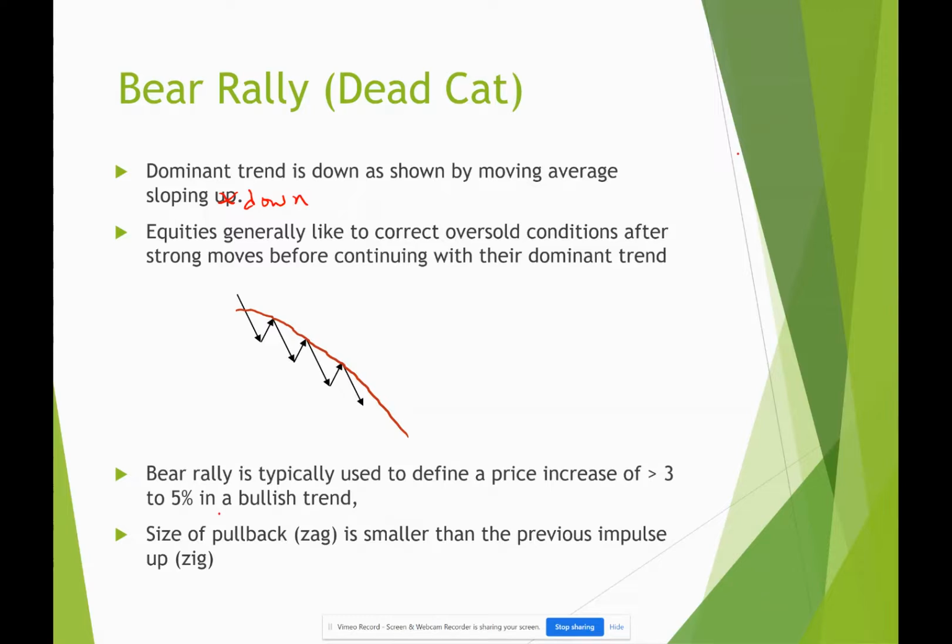Okay, bear rallies are typically used to define price increases of 3 to 5% in a bearish trend. See, I didn't change that. Bearish. Okay, the size of the pullback, which is the zag, is always going to be smaller than the previous impulse, and oftentimes the size of a bear rally is going to be anywhere from 38.2 to 61.8%, which is the key fib level.